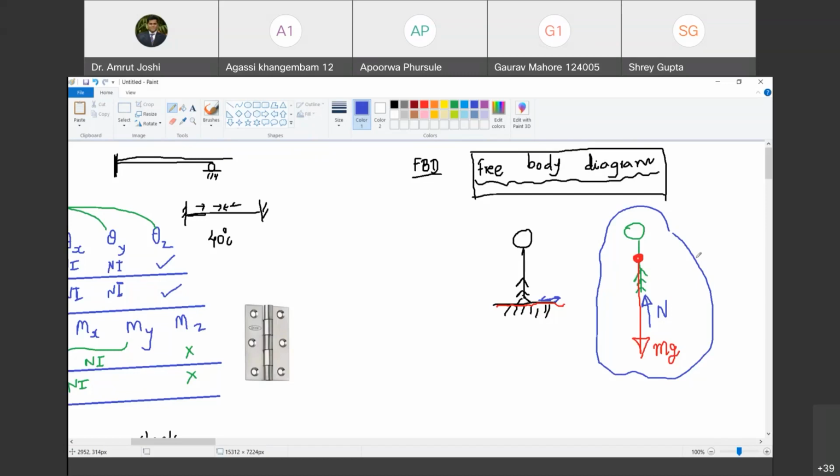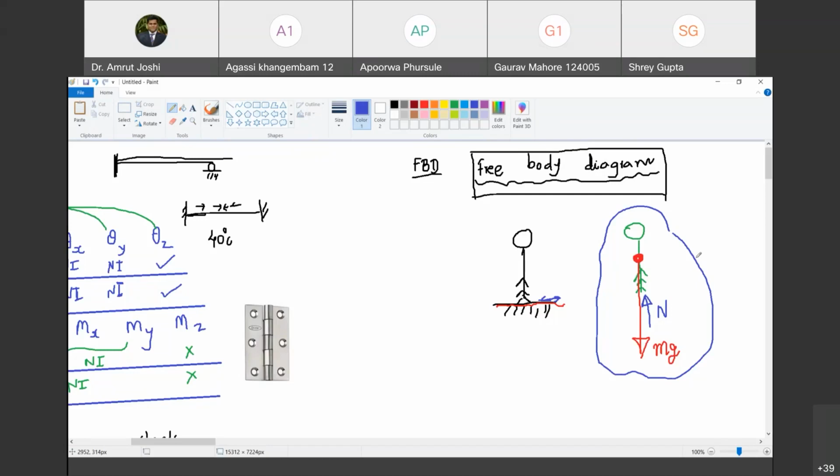And then you may choose to neglect some of the forces because they are small. For example, when you are standing on the ground, wind is flowing, but that wind force is very small in comparison with the self weight. So you may choose to neglect that. Are you with me? Yes, sir. So in principle, what is a free body diagram? Free the body from all external agencies and show what the external agencies were doing.